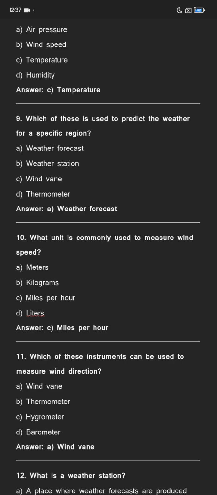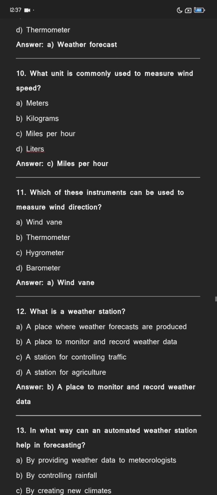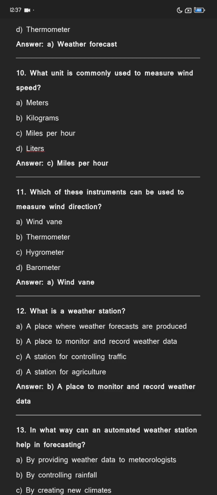What unit is commonly used to measure wind speed? Meters, kilograms, miles per hour, liters. The answer is miles per hour. Which of these instruments can be used to measure wind direction? Wind vane, thermometer, hygrometer, barometer. Answer is wind vane.